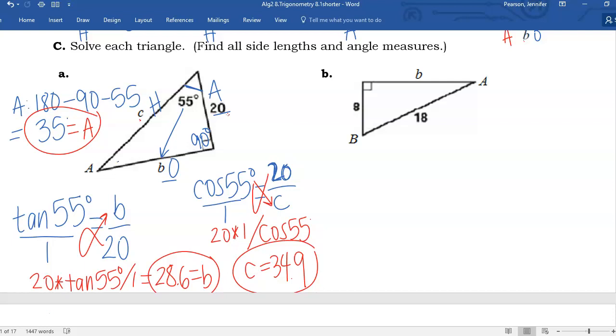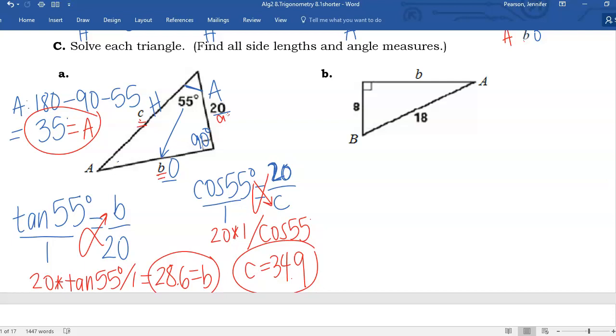I do like to check too. I try to label these in order on purpose, small, medium, large, A, B, C. So if my small side was 20, my medium side was 29-ish, my large side was 35-ish, sounds good to me. If you're getting smaller numbers for your hypotenuse, you know something didn't go right.